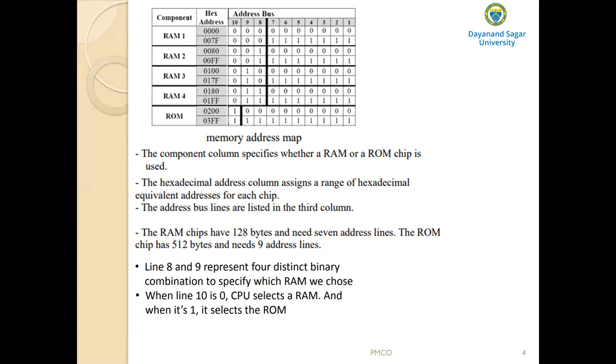So then the next question is, how do you distinguish between these 4 RAM chips and the ROM? Okay, so that is the question. Here is the answer.